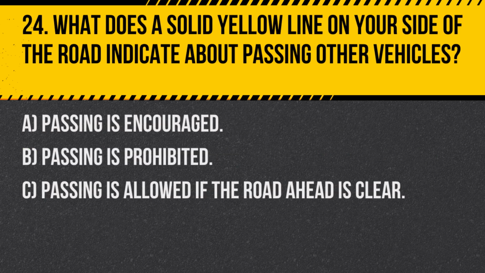Question 24. What does a solid yellow line on your side of the road indicate about passing other vehicles? A. Passing is encouraged. B. Passing is prohibited. C. Passing is allowed if the road ahead is clear. Answer: B. Passing is prohibited. A solid yellow line on your side means you are not allowed to pass vehicles ahead of you.